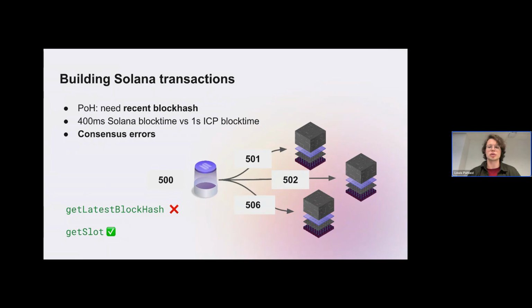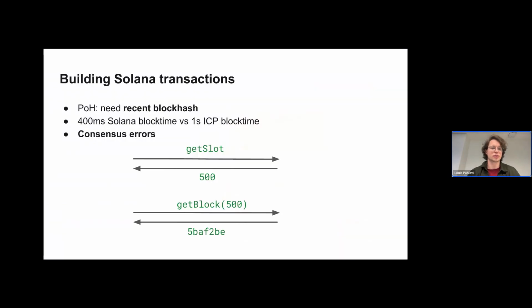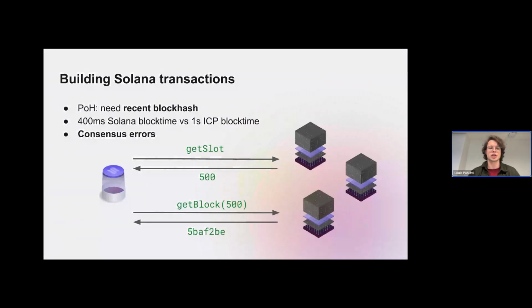And so we have a value that's recent enough that this block can be used for proof of history. And so once we have the value of get slot, we can make a second request to the get block method for that particular slot, that particular index, and then just extract the hash value of that block. And so this is one example of the difficulty of working with Solana from the ICP, just because Solana's block time is so fast.